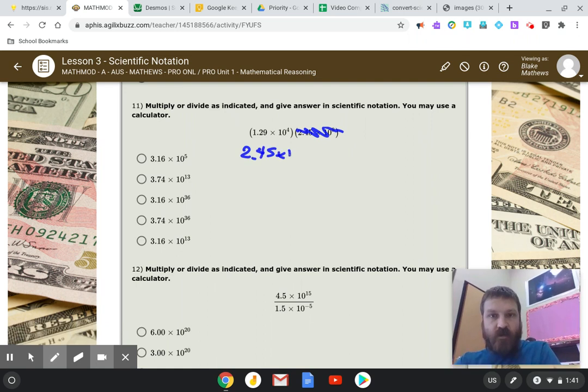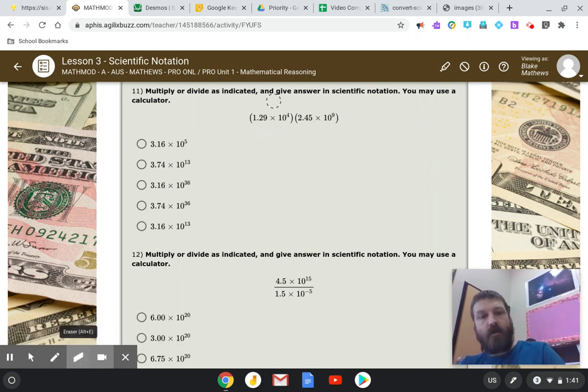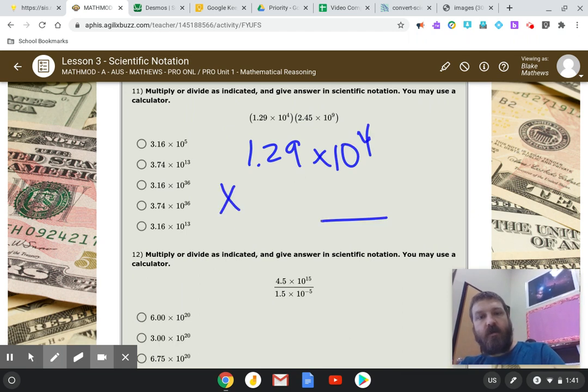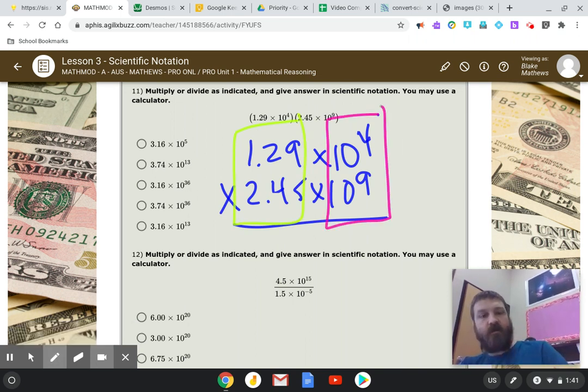2.45 times 10 to the 9th. So I should probably try again here. This is a little bit messy. All right. Let's rewrite this. 1.29 times 10 to the 4th times 2.45 times 10 to the 9th. So first things first, each part of this is going to be its own problem. That's going to be a problem, and this is going to be a problem. We're going to combine our answers. So when I do 10 to the 4th and 10 to the 9th together, they become 10 to the 13th.